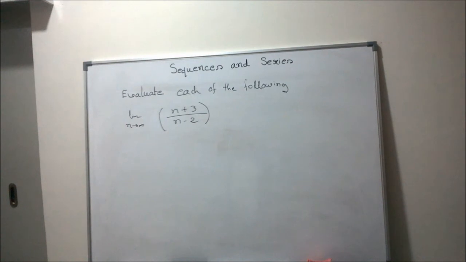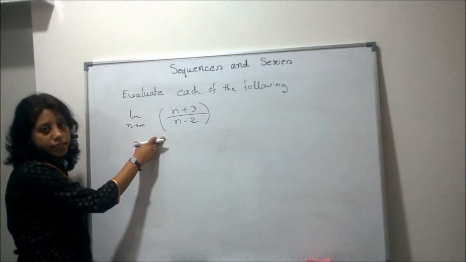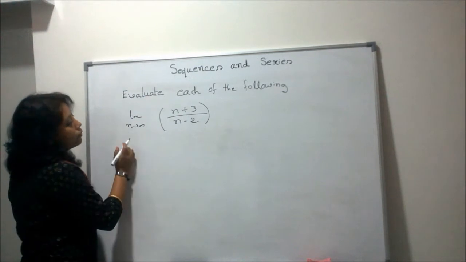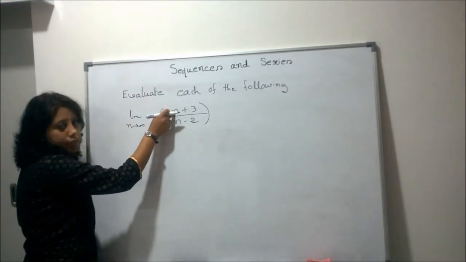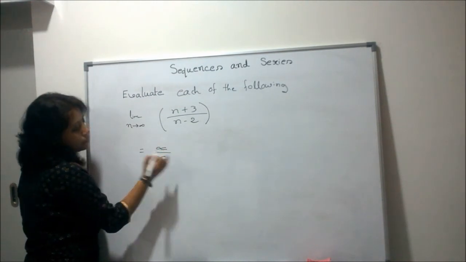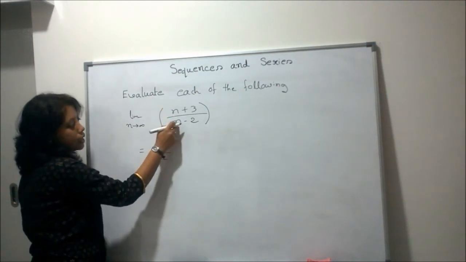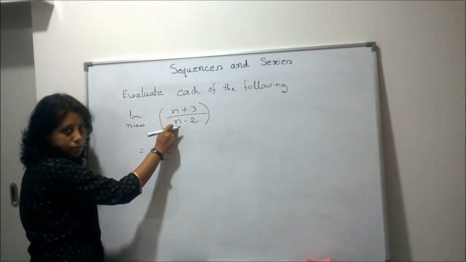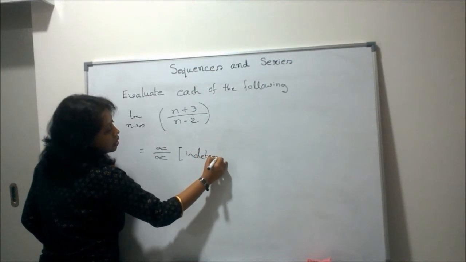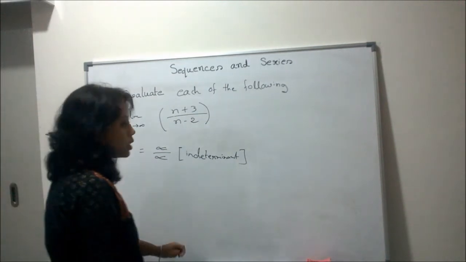Now our next problem is given. The sequence with the nth term given here, we have to find the limiting value. If we directly put n tends to infinity, the term becomes infinity by infinity, because the numerator becomes infinity and the denominator also becomes infinity. So this is an indeterminate form.